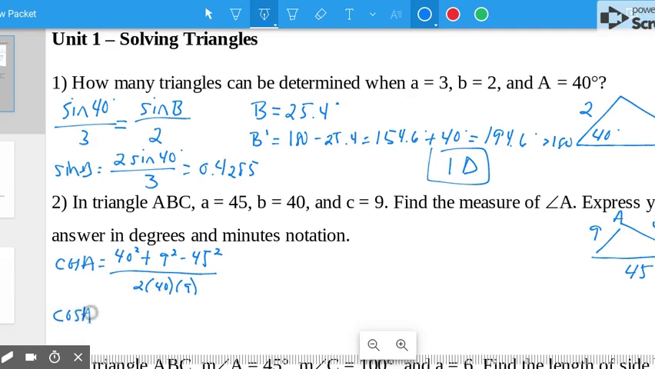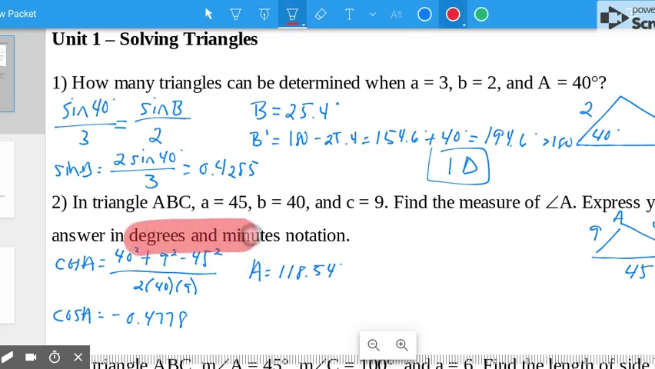Now, be careful in inputting all that in your calculator. Double check that you're using parentheses correctly. We should get negative 0.4778 approximately. And then if we take the inverse cosine, that means that our angle A is 118.54 degrees. But if you notice here, they asked us to go to degrees, minutes, seconds right here. So that means that we've got to use that DMS function on our calculator. And if we change it to just degrees and minutes they're asking for, that's going to be 118 degrees and 32 minutes.